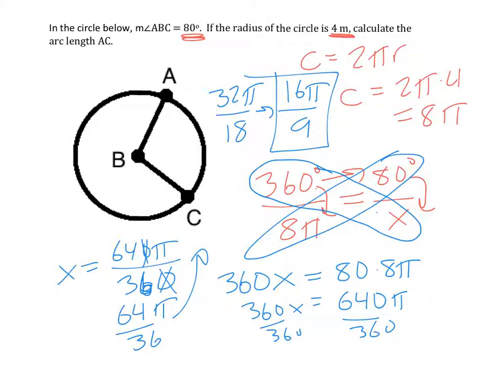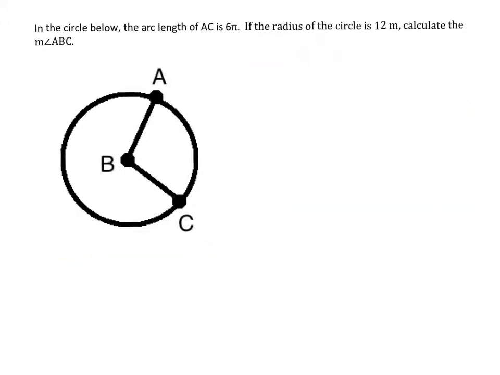This is the same answer we got the other way we did it, but again, if you prefer this method, you're more than welcome to use it. Let's see this again. So here I have a radius, and as soon as I have a radius, I realize I can calculate a circumference, 2 pi r. So circumference in this case is 2 pi times 12, or 24 pi.